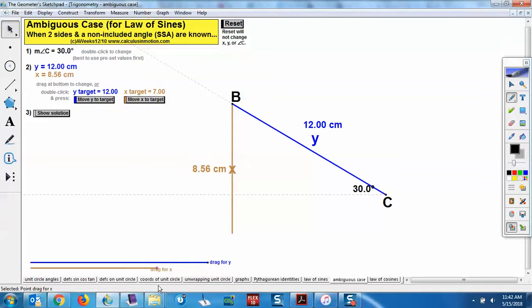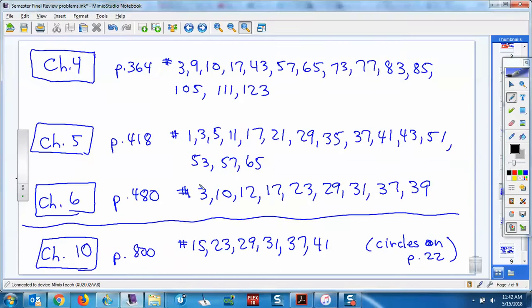Okay, so that's as much as I'm going to talk about today with the trig stuff. Above the line, those are all of our trig chapters. So these are some review problems for you. Better get to work.